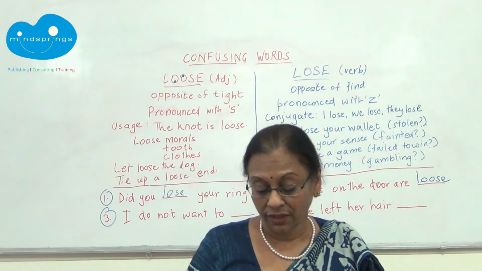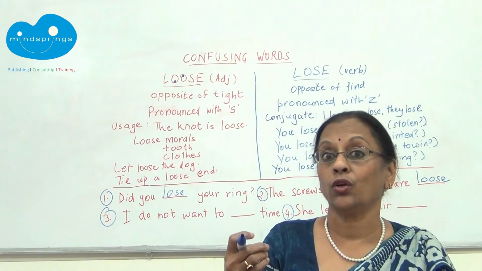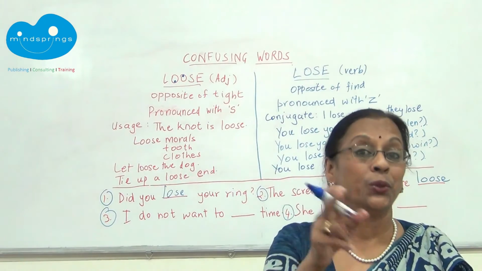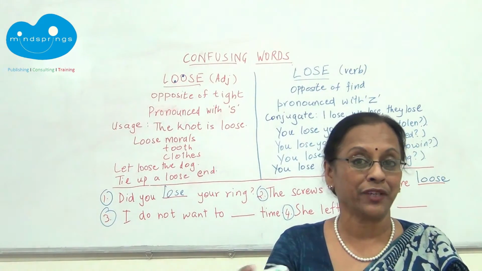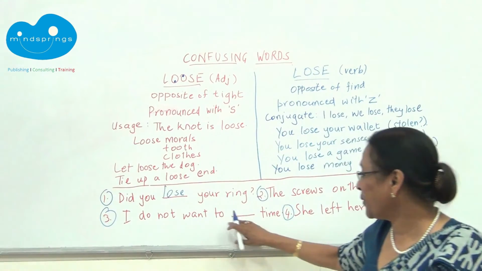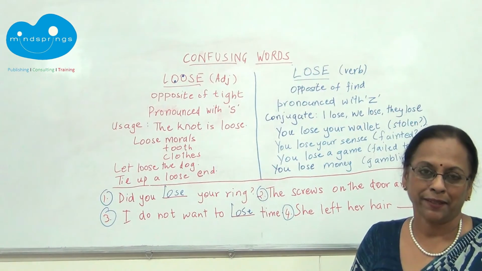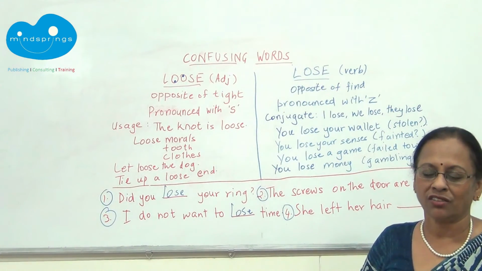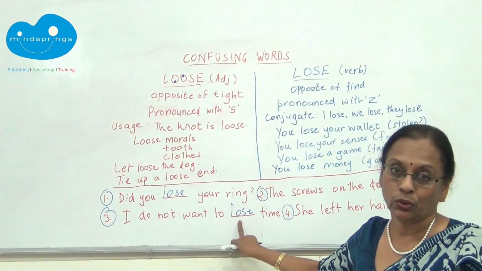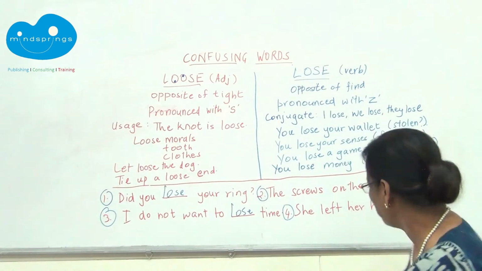So if the screws on your door are loose, then you can lose a lot of jewelry that you've kept inside the house, right? I do not want to lose time. So time lost is gone forever. You can never get it back, right? So I do not want to lose time. You cannot loose time. It's not something that you can make loose and tight.